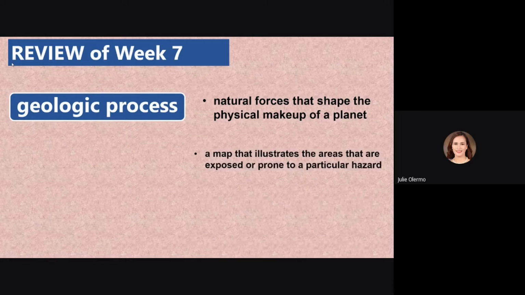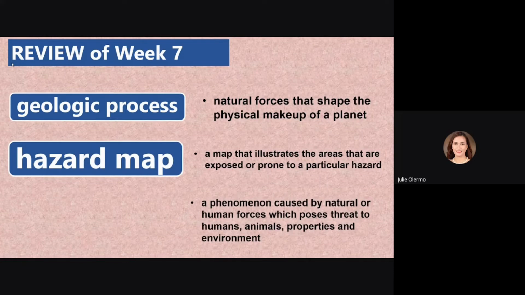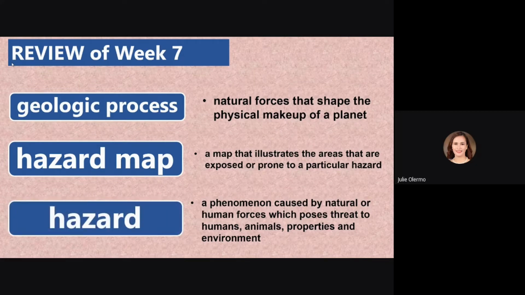Next, what is a term given to a map that illustrates the areas exposed or prone to a particular hazard? Words are already stated in the given definition. It is known as a hazard map. Then the last term denotes a phenomenon caused by natural or human forces that threaten humans, animals, properties, and the environment. The keyword is a threat. What is the other term for threat or risk? It is called hazard.